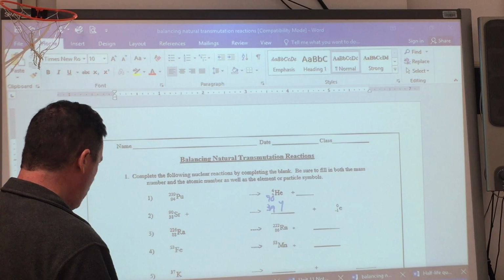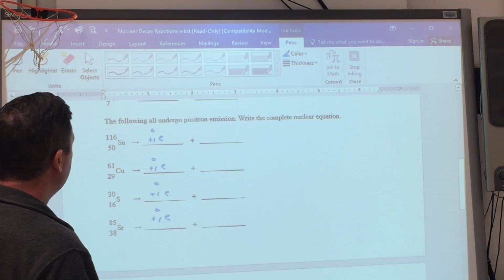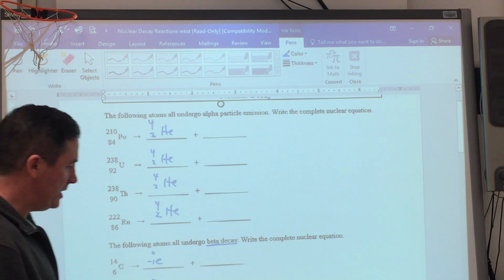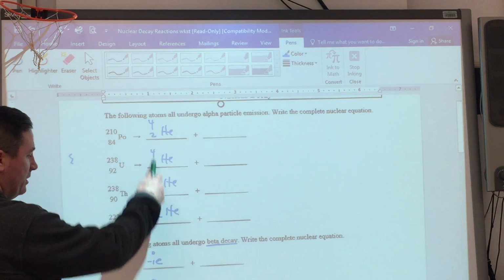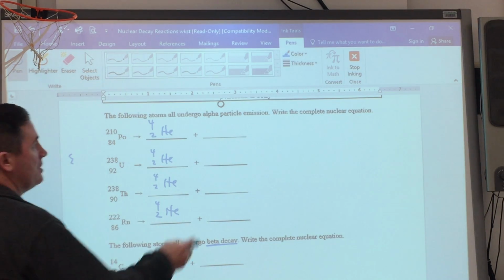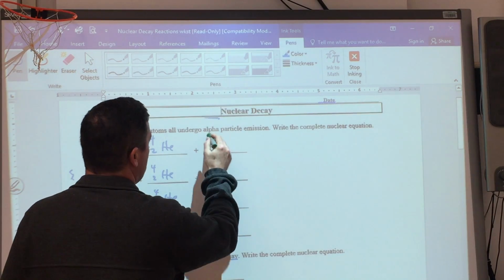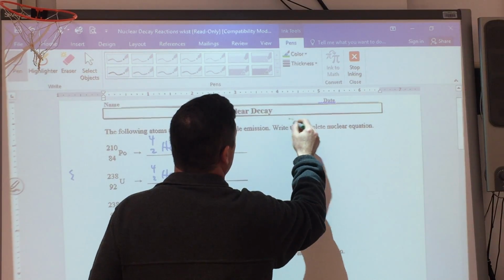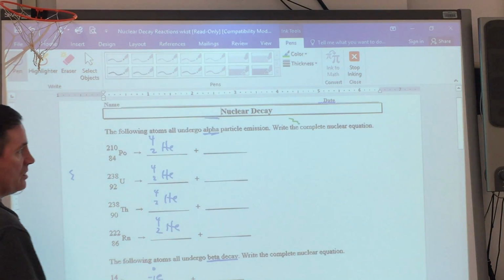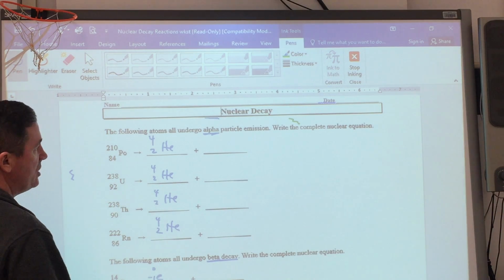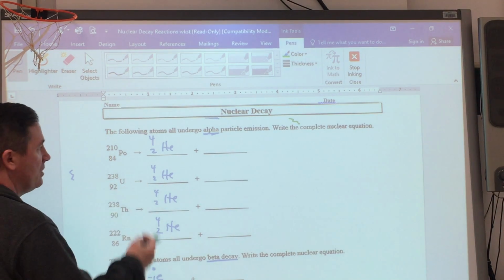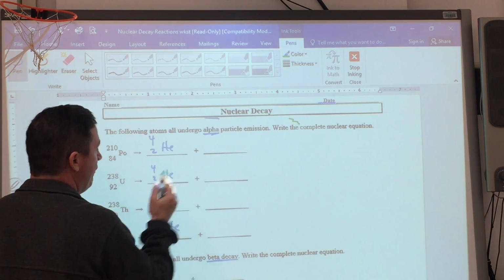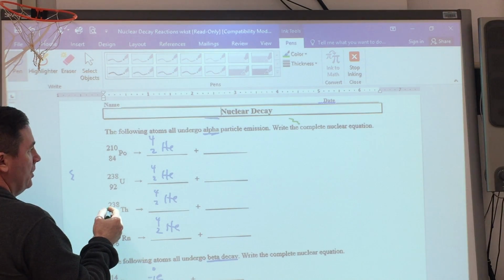Okay, so the other homework was this one. Now, to save some time, I went ahead and put down each of the emissions. So this one's alpha. Let's change colors here. These are all alpha emissions. So I put the helium atom each time. So remember, when we're doing these, both the mass and the atomic number have to be equal to what it starts with. All right?